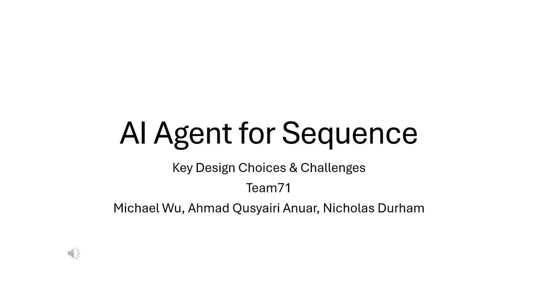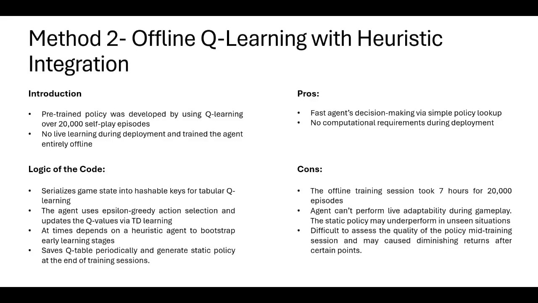We will talk about our three techniques: Q learning online, Q learning offline, and a greedy selection heuristic. Q will start talking about our first two techniques before Michael and I take a deeper dive into our final agent. Okay, so this is our second method, the offline Q learning with heuristic integration.